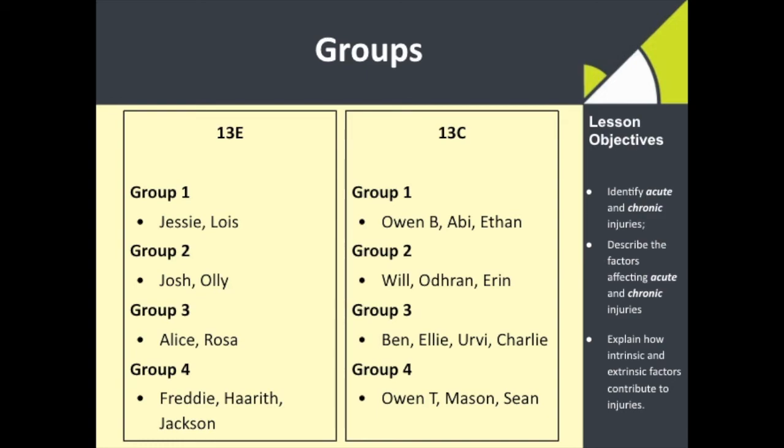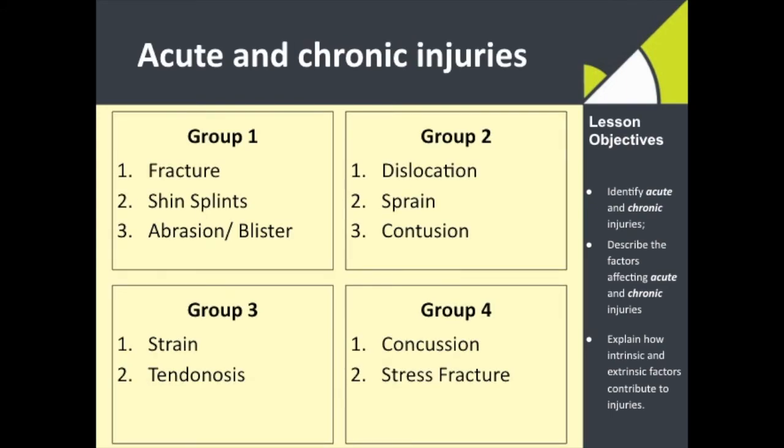There's your groups, and in terms of what you're going to be doing, that is now going to follow. So here's what each group are going to be looking at. Group 1 and 2 have 3, whereas 3 and 4 have only 2. But abrasion, blister, and contusion are quite small injuries, and there's not a huge amount we need to know about them, so it shouldn't be too taxing to have that extra one.